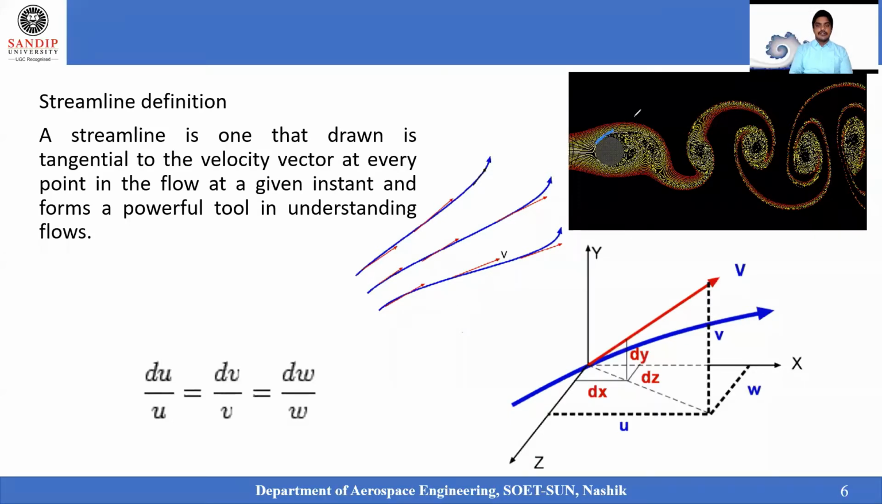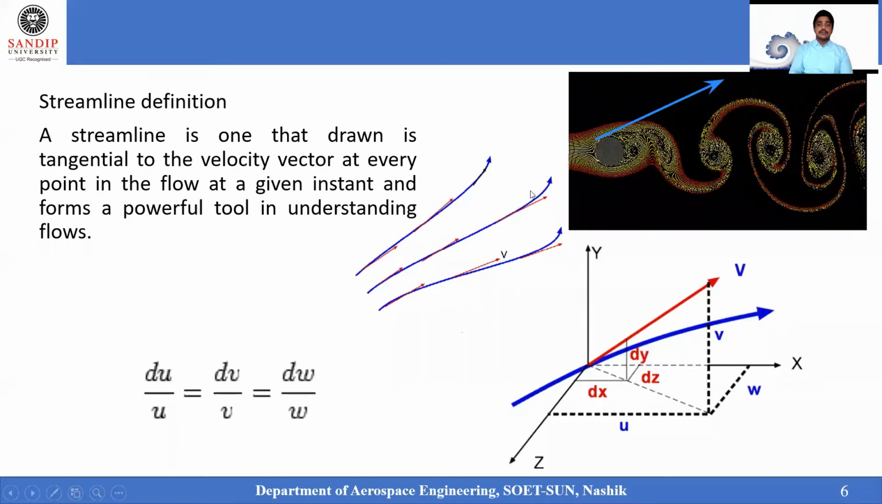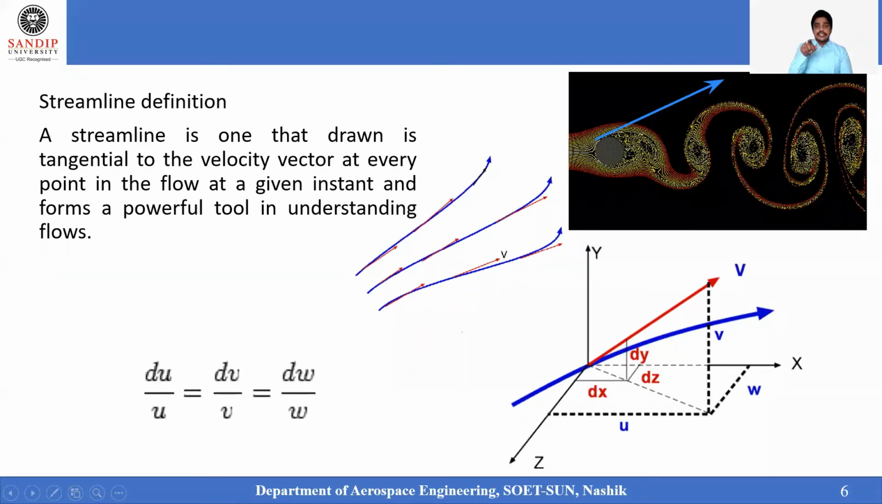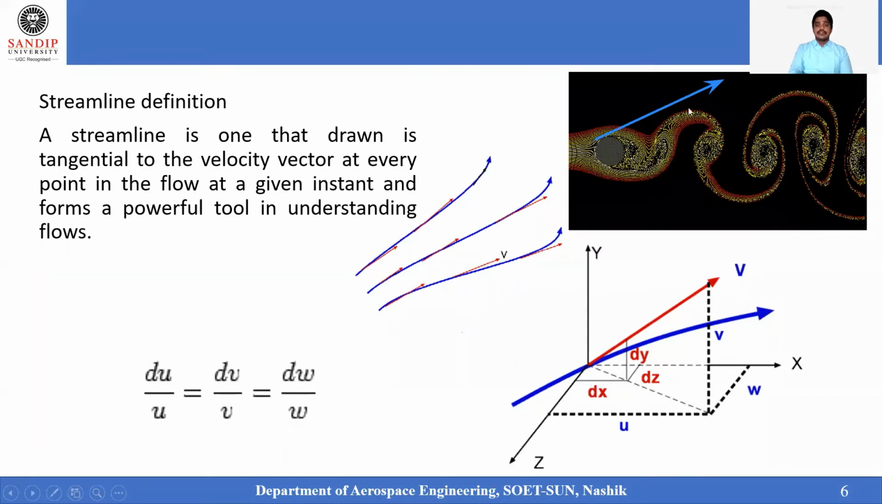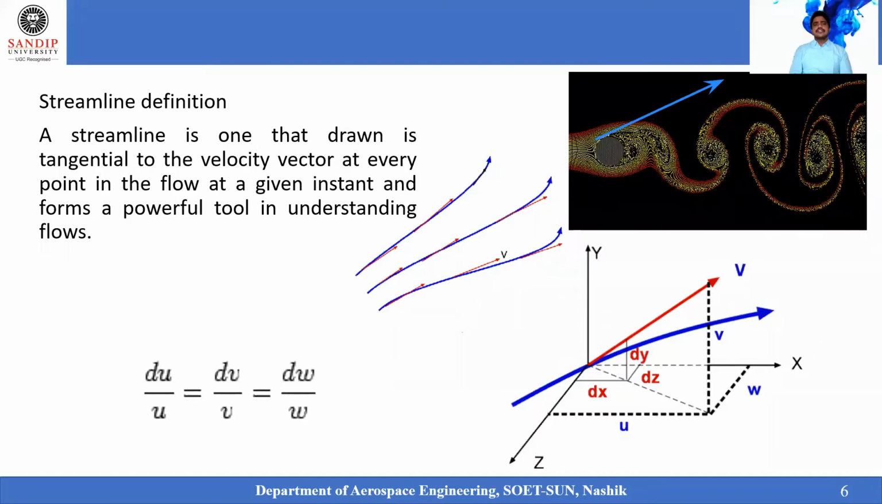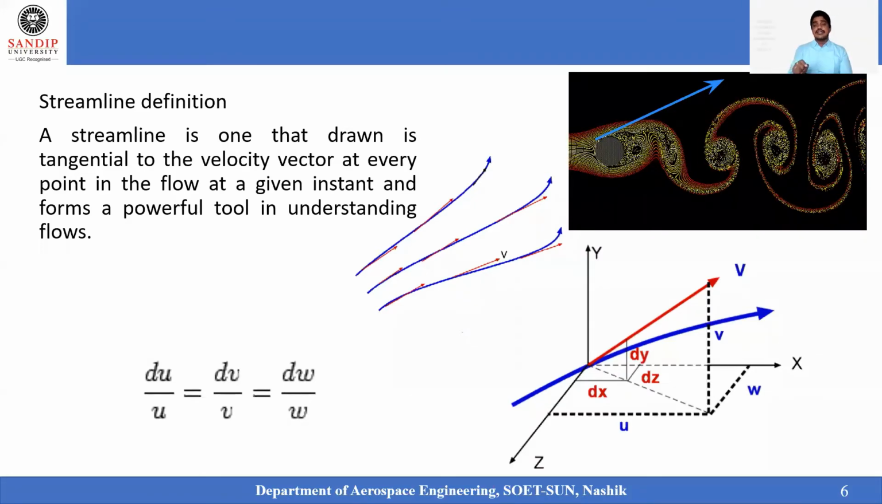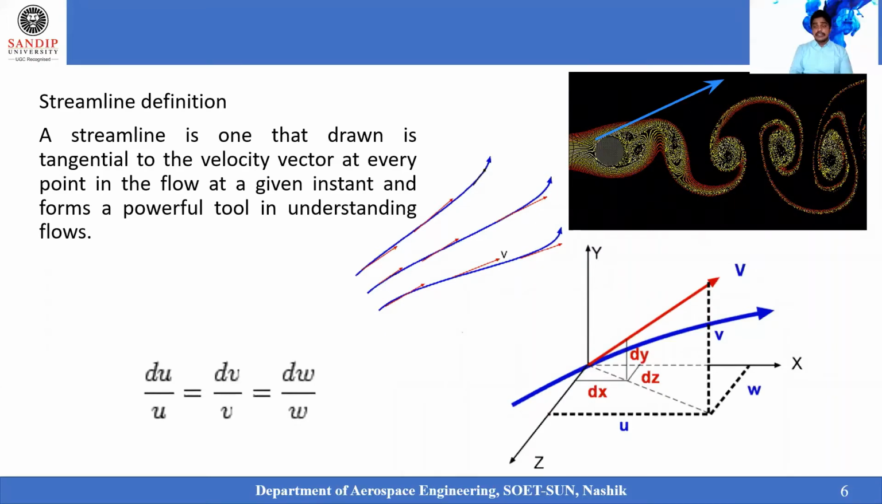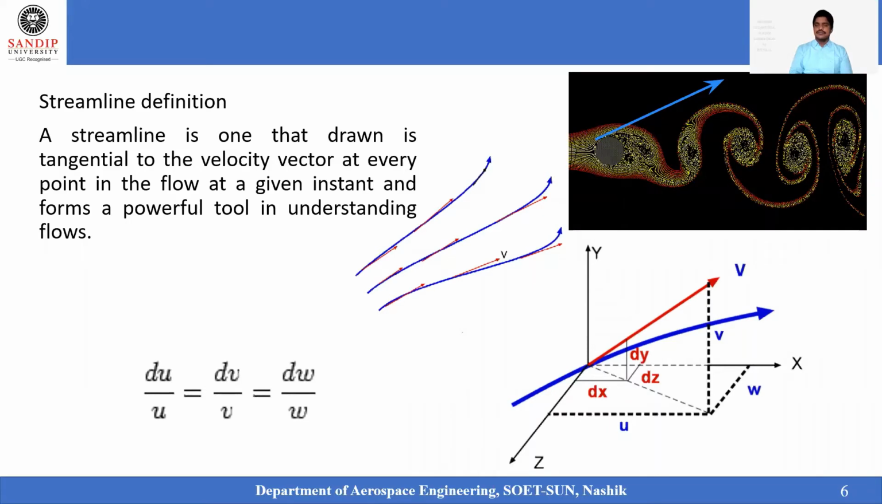If I draw one tangent at this point, I can say that at that instant, let me animate this again. You can see that at that instant, if I draw a line, this blue arrow represents the direction of travel of that particular fluid velocity. So, simply defined, a streamline is tangential to the velocity vector at every point in the flow at a given instant, and it forms a powerful tool in understanding fluid flows.